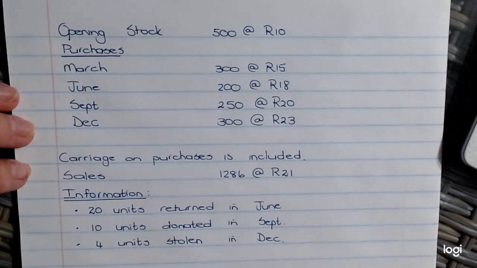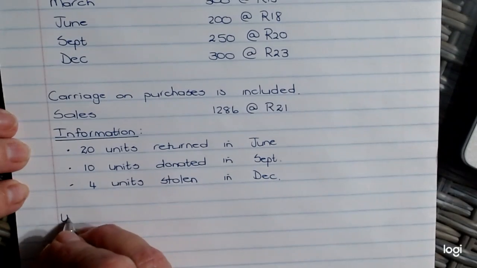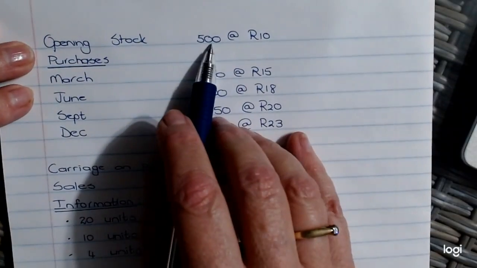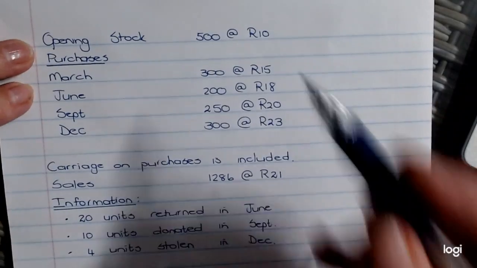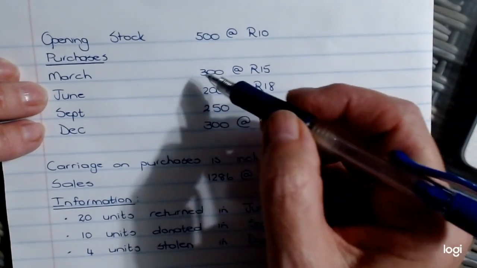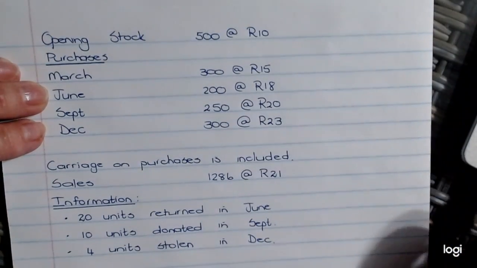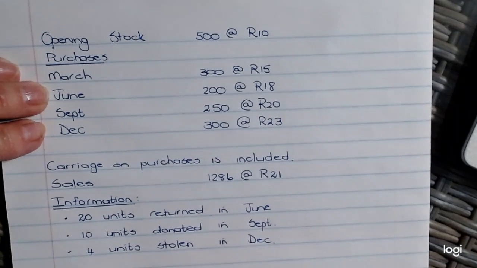Calculate the value of the closing stock using the FIFO method. To do that, we first have to calculate how many units I have on hand. So let's start. The opening stock is 500 units, plus all the purchases. That's 300, 500, 6, 750, and 300, which is 1050. So there's 1050 units bought.